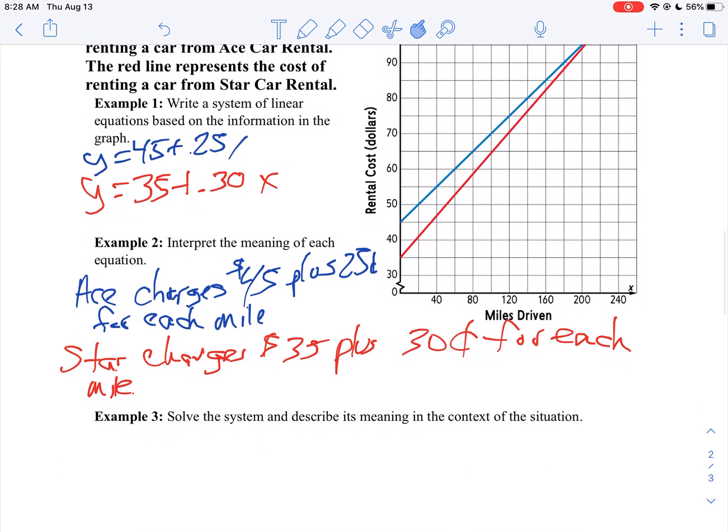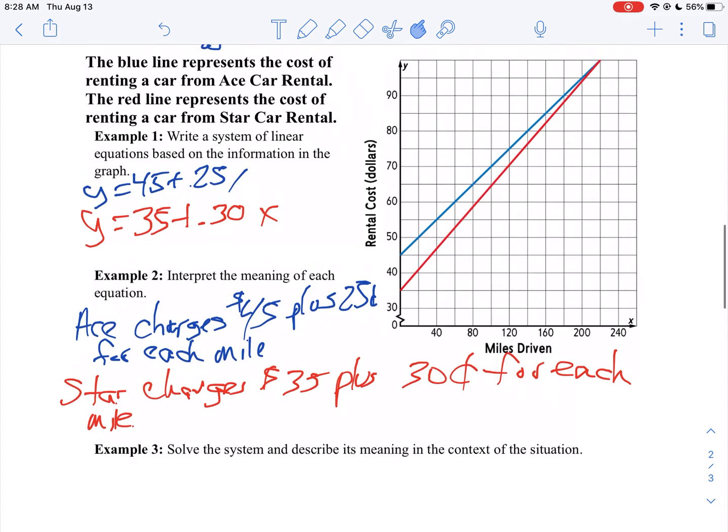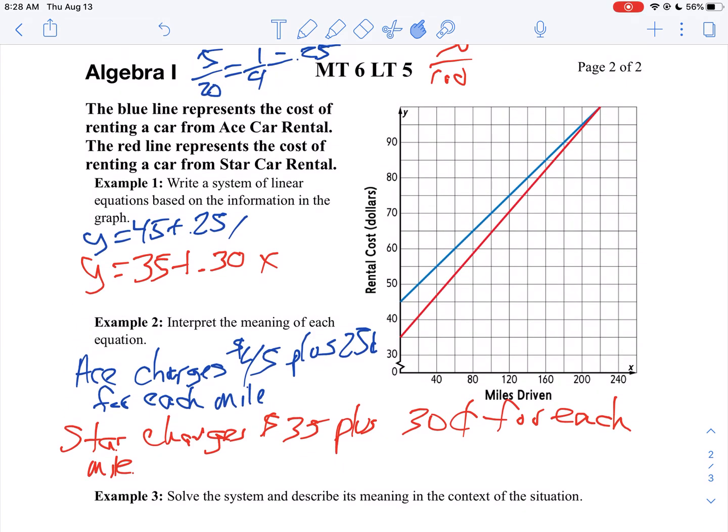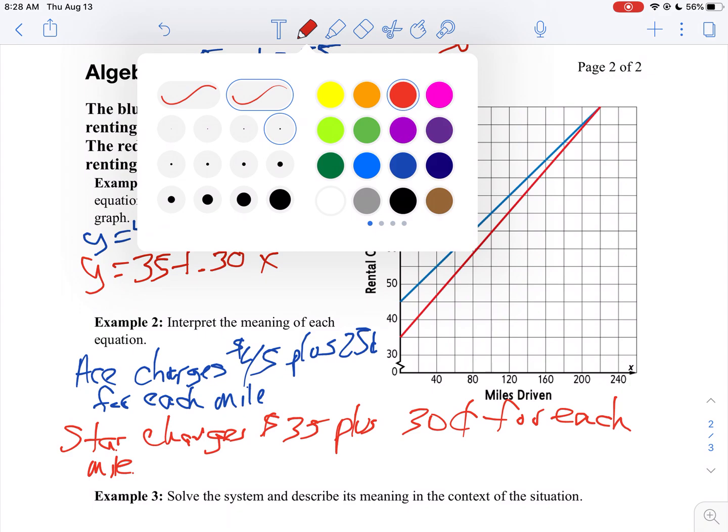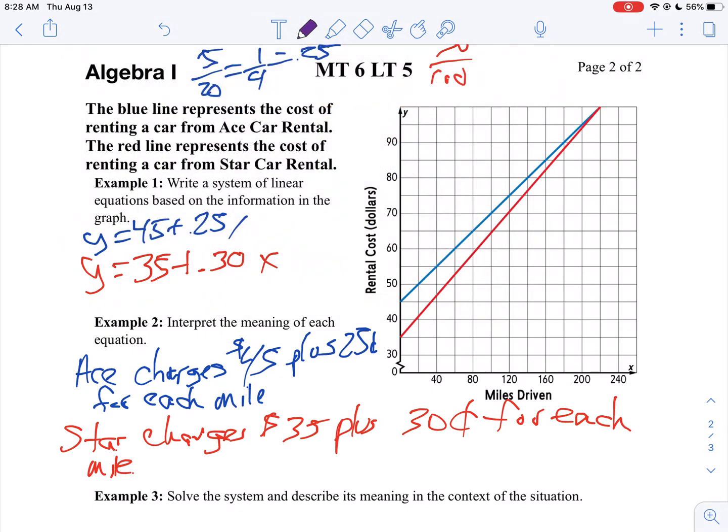In example 3, we want to solve this system and describe its meaning in terms of the context. Well, I think this one is definitely one we want to solve by graphing. When I look at where do these two lines intersect? Well, they intersect right here at this point, which is, bring that down, which is 220 miles and $100.